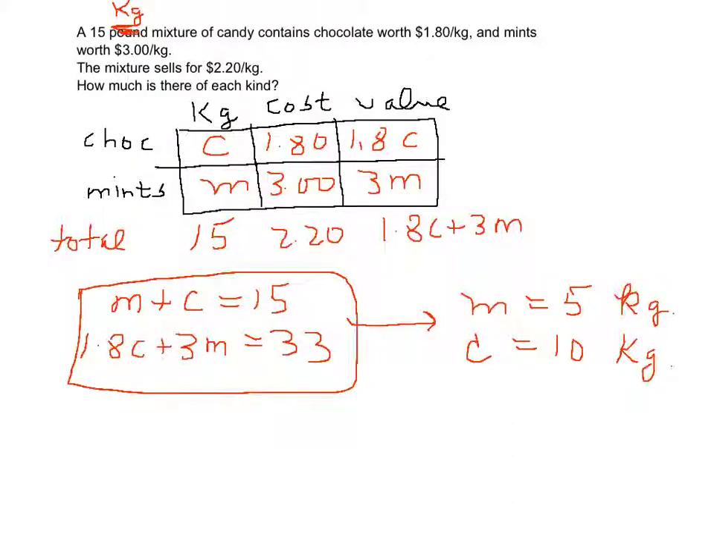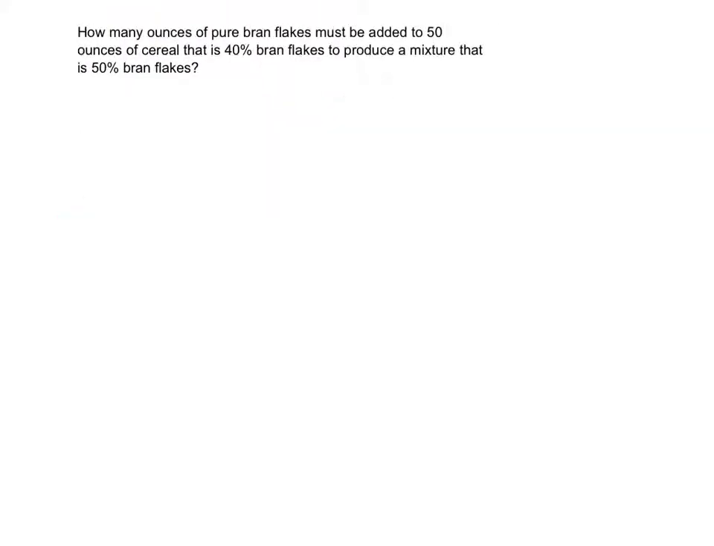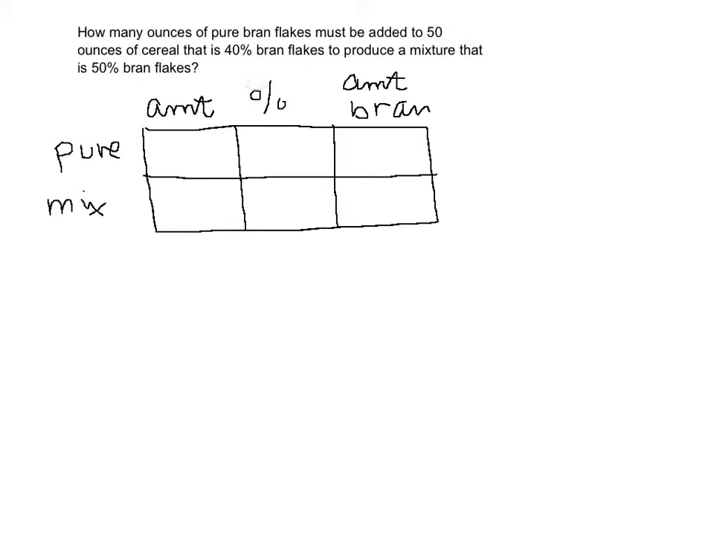Okay, let's see, do we have another problem? Yep, one more. So this is the last one we'll look at. We're adding pure bran to 50 ounces of cereal that's 40% bran. And we're going to get a mixture that's 50% bran. The question is, how much of the pure bran do we have to add? So guess what? A table works. So let's do the same thing. Take a few minutes and see if you can set up a table. Press pause and let's compare it with what I get.